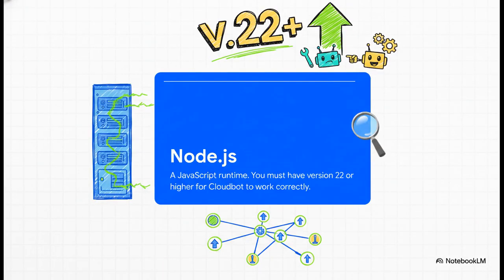Now, this whole setup relies on something called Node.js. You can just think of it as the engine that makes Cloudbot run. And the source material is really clear on this. You absolutely have to have version 22 or higher, or things just won't work. The good news is recent versions like 24.13 work perfectly. Seriously, if you hit any snags, updating Node.js should be the very first thing you try.